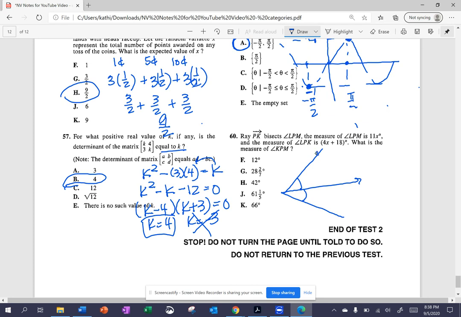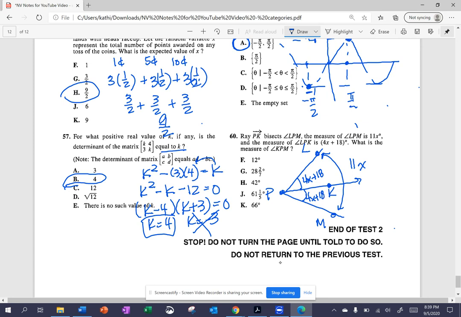So this is LPM, and the measure of angle LPM is 11x. So the whole is 11x. And the measure of angle LPK, so this is K, LPK is 4x plus 18. Since these are congruent, this angle is also 4x plus 18.